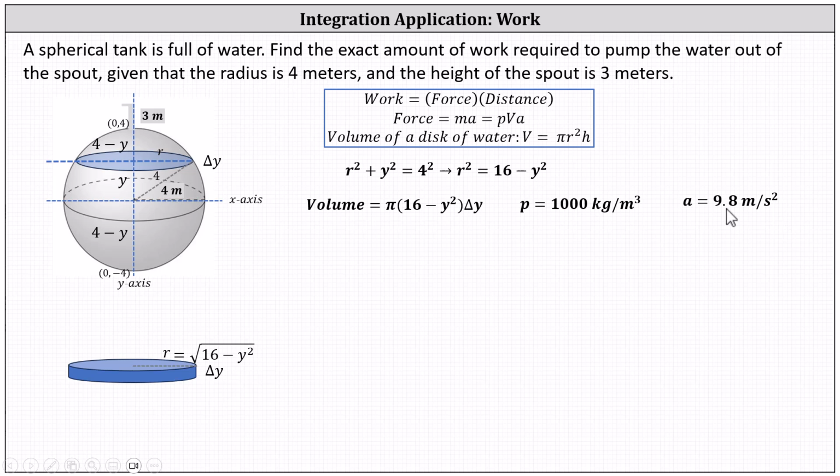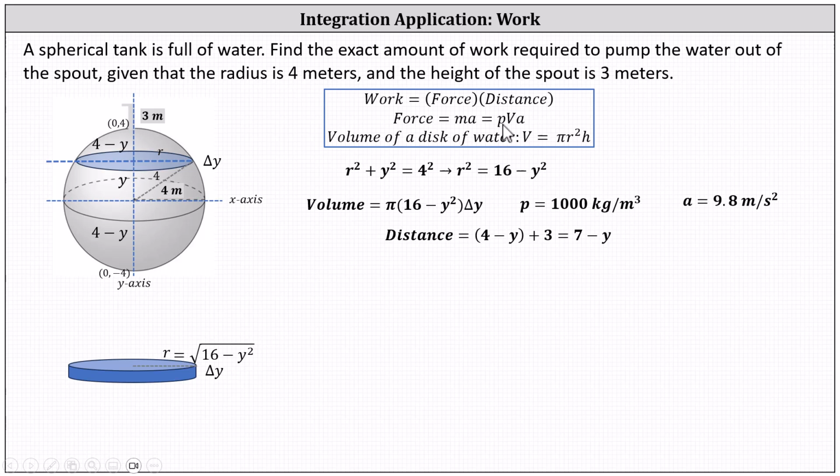The last thing we need is the distance from the disk of water to the top of the spout. We know the distance from the disk of water to the top of the tank is 4 minus y, but then the spout is 3 meters, and therefore the disk must travel a total of 4 minus y plus 3, or 7 minus y meters. And now with this information, we can determine the increment of work it would take to pump this thin disk of water out the top of the spout.